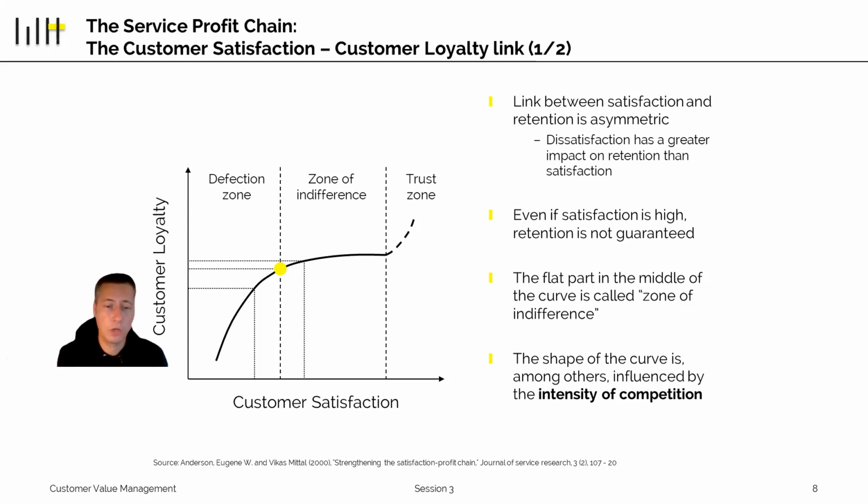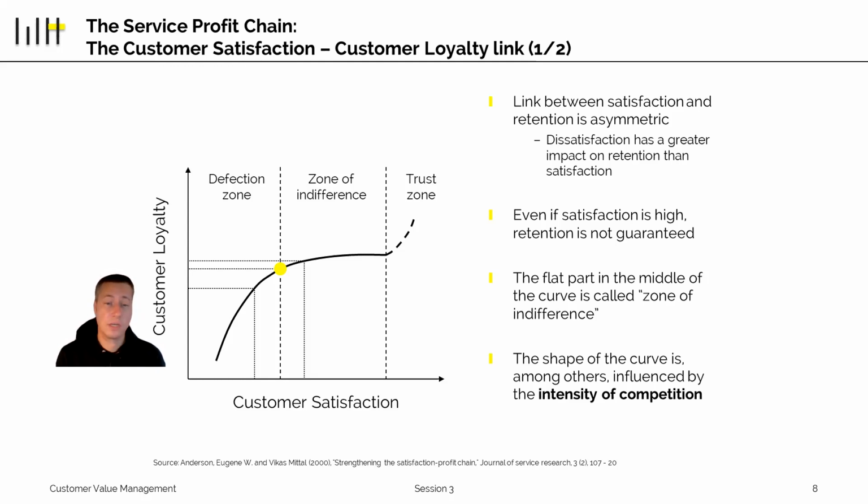So out of the yellow point, you move a certain distance to the right, which represents an increase in satisfaction, or a certain distance to the left, which is a decrease in customer satisfaction. What you see on this graph is that what you would gain by increasing satisfaction is less than what you would lose by decreasing satisfaction. So dissatisfaction has a greater impact on retention than satisfaction does. That's the first characteristic. The second characteristic is, look at the right, which is labeled as trust zone here.